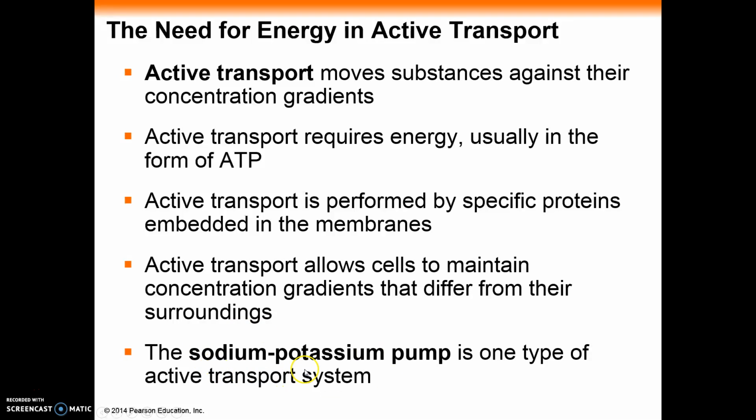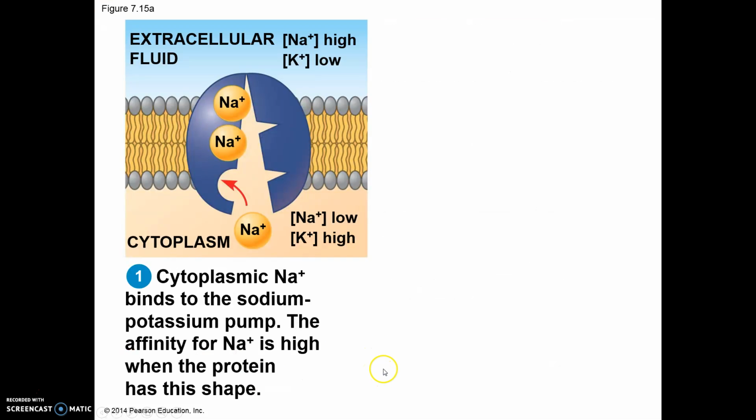Now, let's take a look at one specific type of active transport mechanism. This is something called the sodium-potassium pump. How the sodium-potassium pump works is you take a cell, and here's the inside of the cell, here's the outside of the cell. Outside of the cell, you have large amounts of sodium, but low amounts of potassium. Inside the cell, we have large amounts of potassium, but low amounts of sodium. This is mostly achieved by this pump.